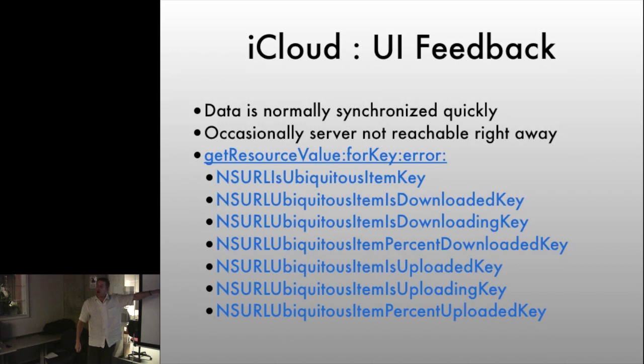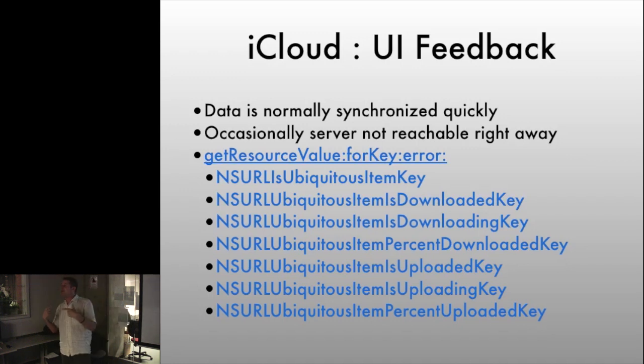So you can say, all right, tell me the current state of this resource using these ubiquitous item keys. This can tell you what state your document-based file stored object is in, whether it's downloaded already to that device, whether it needs to be downloaded, if it's in the middle of downloading, how much is downloaded, the progress. So you could present a progress bar if you needed to. It'll let you know whether or not, if you've made changes locally, it's finished uploading or not.